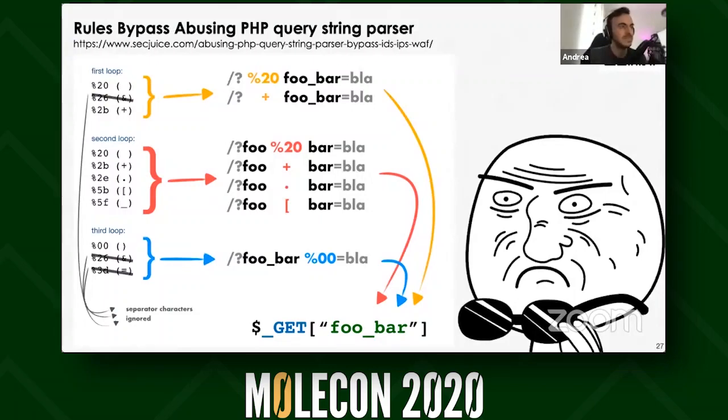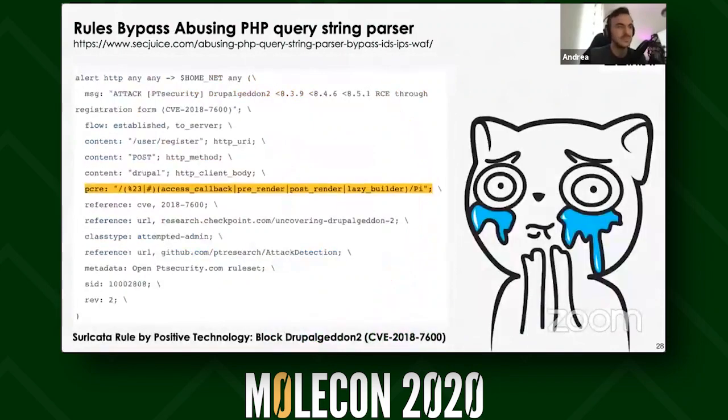And you can use this functionality, this parsing, to bypass rules, obviously. And this is a Suricata rule by Positive Technologies. For those of you who don't know it, Suricata is an open source IDS/IPS. And this rule is now fixed. They were very quick at fixing it. It was created to prevent and block the Drupalgeddon exploits.